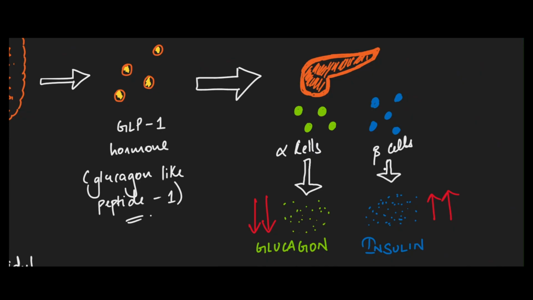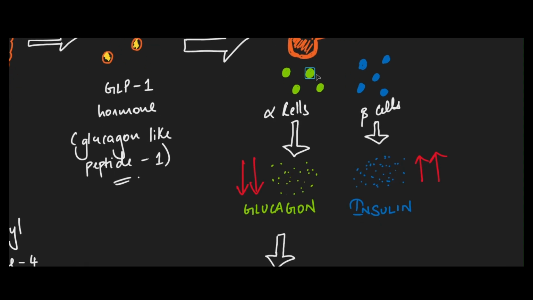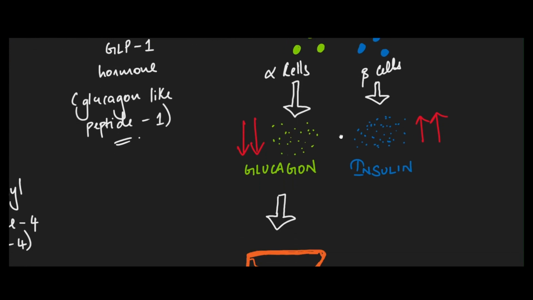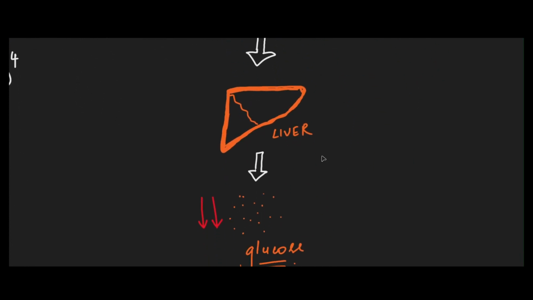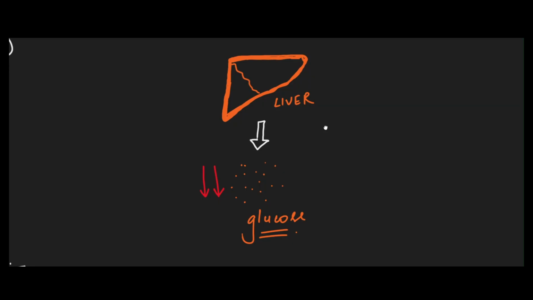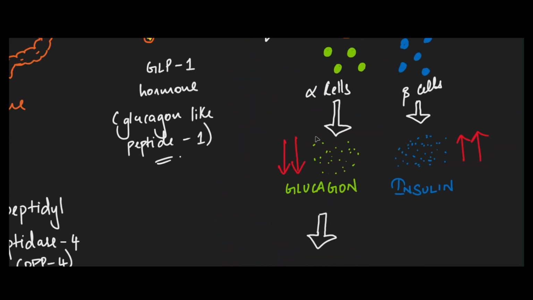Now there are two cells in pancreas, which is alpha and beta cells, which produce two separate things. Now the alpha cells produce glucagon and the beta cells produce insulin. Now what GLP-1 does is that it stimulates the increased secretion of insulin, whereas it decreases the glucagon secretion. This is how GLP hormone acts. Now what happens is, since glucagon secretion is decreased, it indirectly leads to the decreased secretion of glucose from the liver.